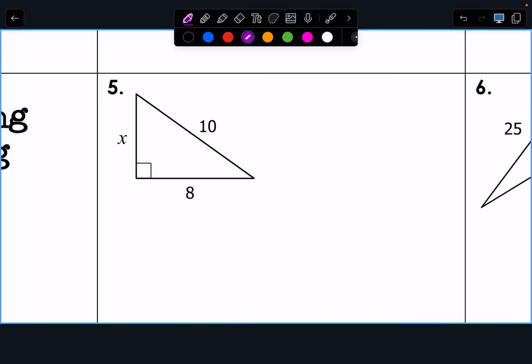Look at number 5. We know the hypotenuse. So I see 400. Which one's the hypotenuse in number 5? So I'm going to label this A, B, C. So what we have is x squared plus 8 squared equals 10 squared. Please make sure you put the hypotenuse all by its lonesome over here.